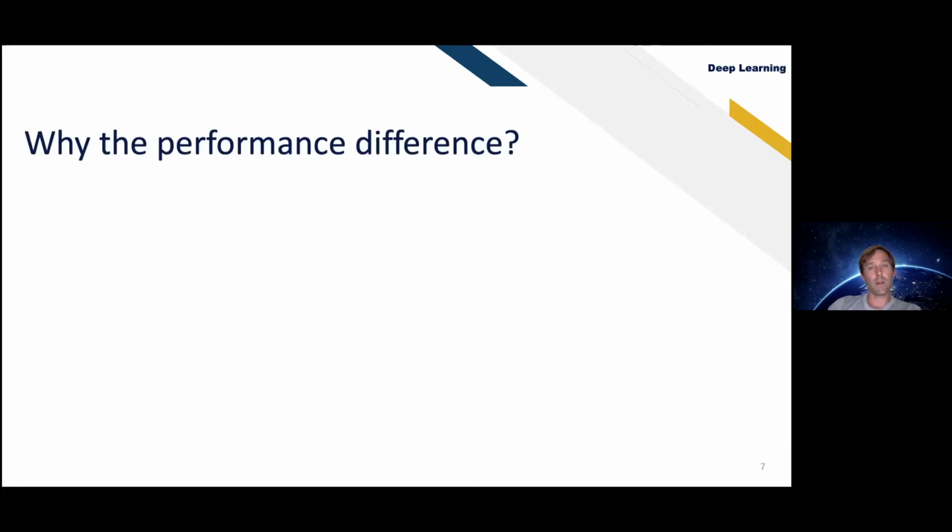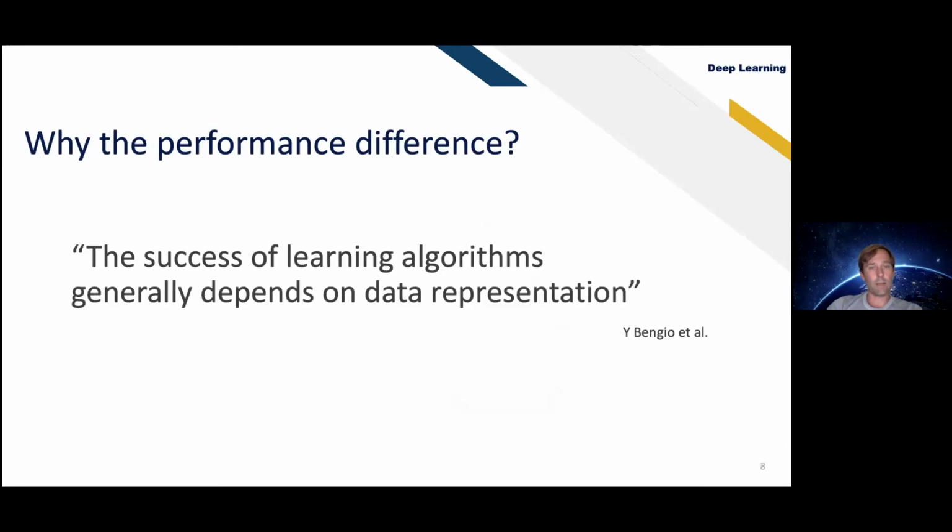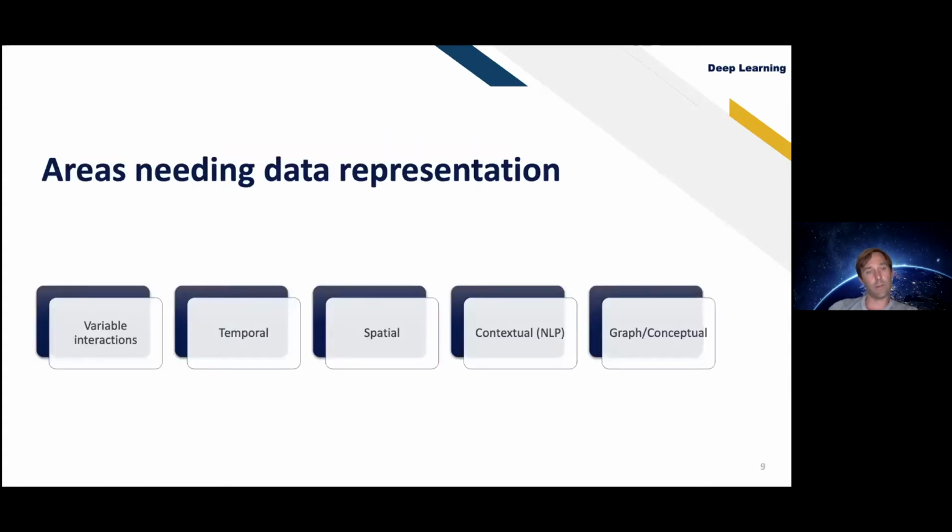The other question you might have is, why are there performance differences? What's so different or unique about deep learning? One of the main things I wanted you to take away today is the idea that learning algorithms generally depend on data representation. Deep learning really is a method to better represent data and then use that data representation for different tasks, so for classifications and regressions, and we'll talk about that briefly.